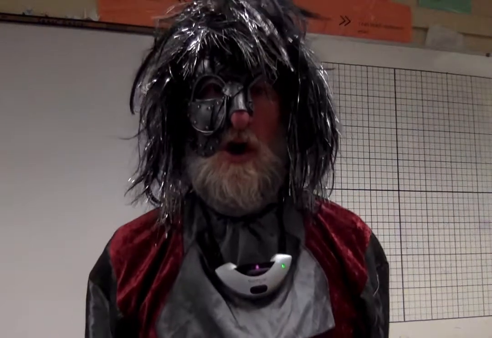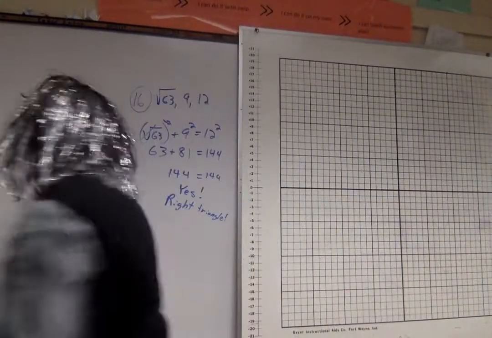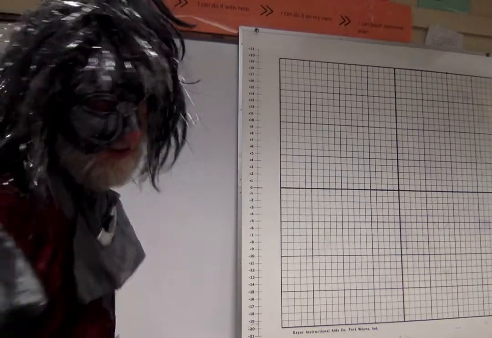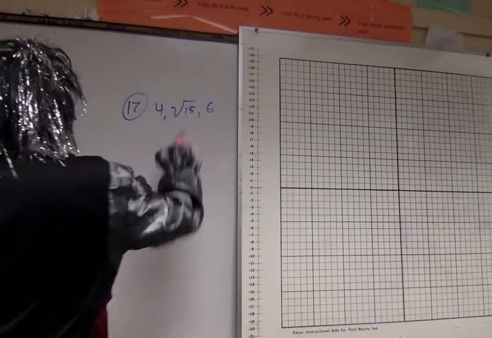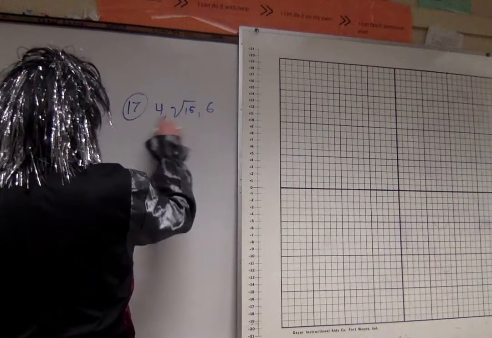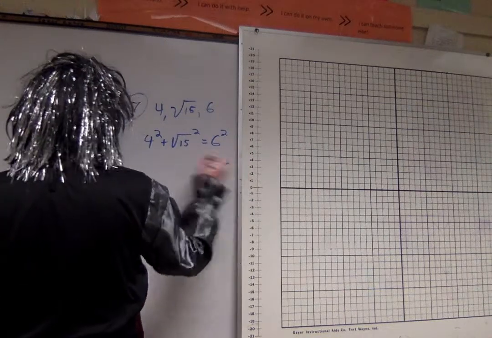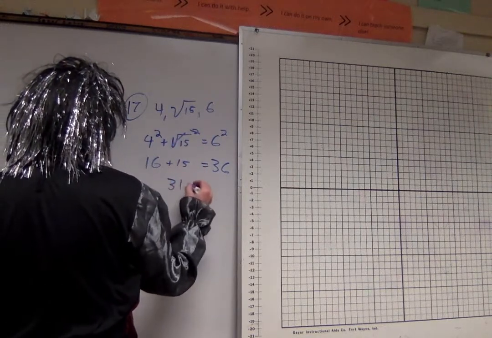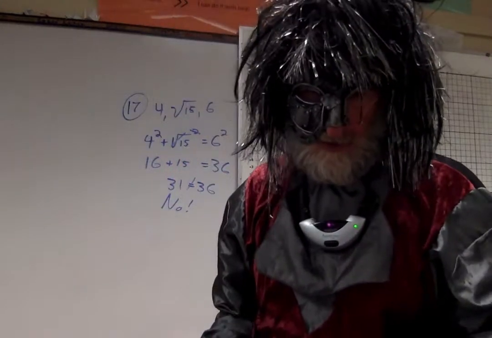Does the book agree? Of course, I am Olsen 2.0. Next up was number 17. No, not a right triangle. Shall we take a quick look? Number 17. The numbers were 4, square root of 15, and 6, I do believe. Well, the square root of 15 has to be a little less than 4, so these two must be the legs. 4 squared plus the square root of 15 squared has to equal 6 squared. 6 squared is 36, 4 squared is 16, square root squares cancel, 16 plus 15 is only 31. That does not equal 36. No, not a right triangle for 17.